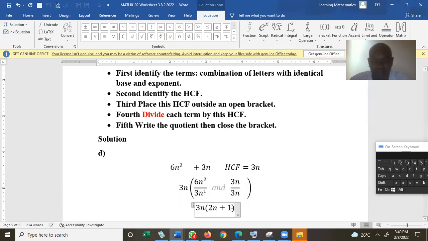Close the bracket. Okay. 3 divided by 3 is 1. N divided by n is 1. 1 times 1 is 1. 3n divided by 3n is 1. So the answer is 3n outside of 2n plus 1.